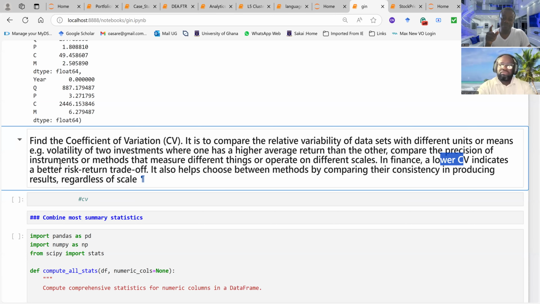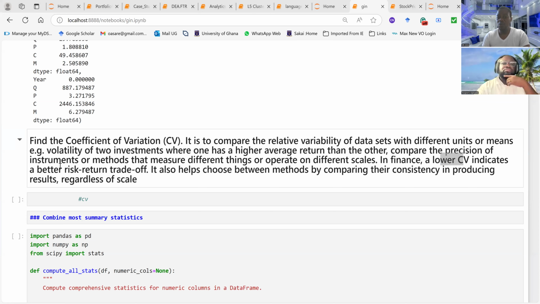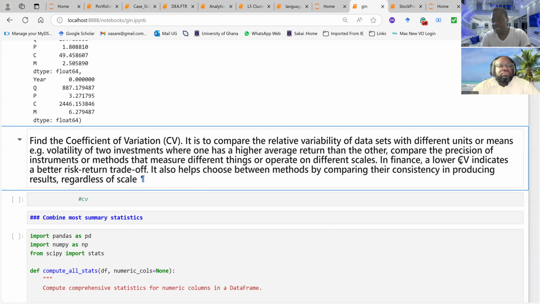Because when you look at it, the coefficient of variation is actually combining two things. What is it combining? It's dividing the standard deviation by the mean. So you need a standard deviation, which is a risk. You need a mean, which is a return. So when you use the coefficient of variation, it is telling you the risk return trade-off.